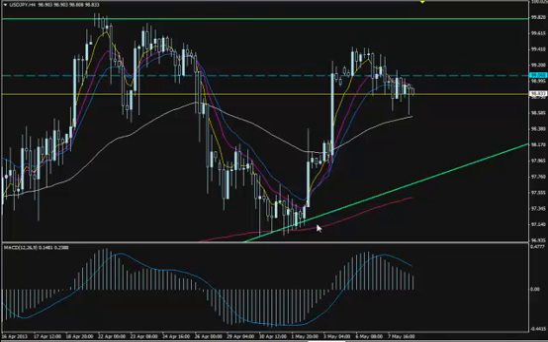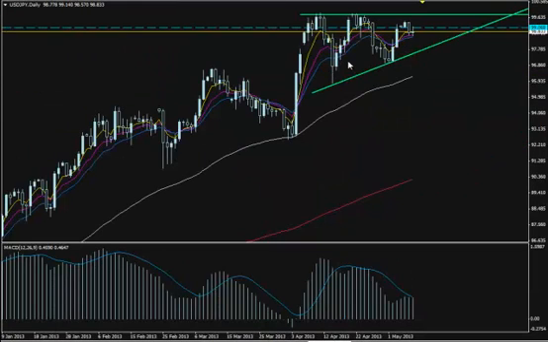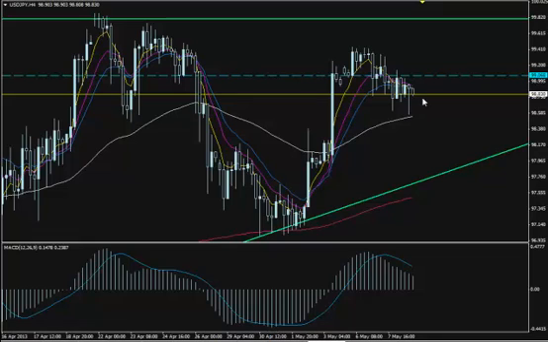The trend lines you see here, the green ones, show an ascending triangle on the daily chart. This is what I have drawn here, and an ascending triangle, once it is broken, we have a very strong bullish move. That's what we are expecting here on the pair. So, back to the H4 chart.